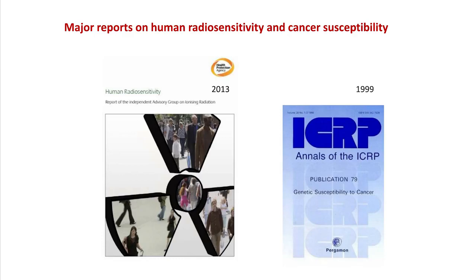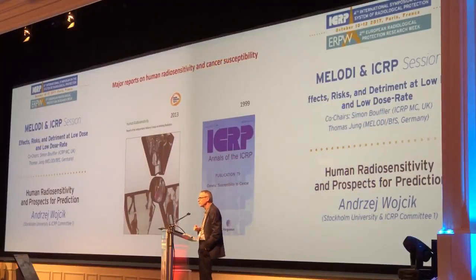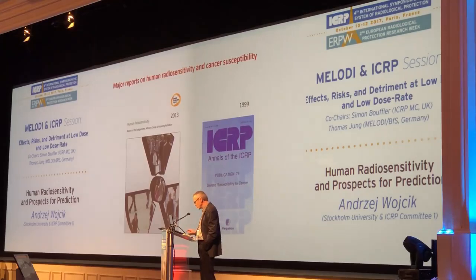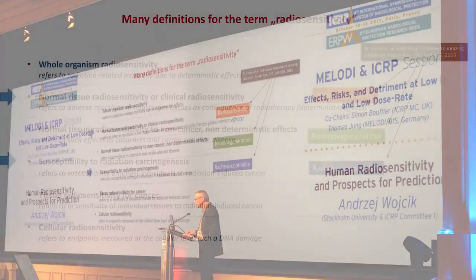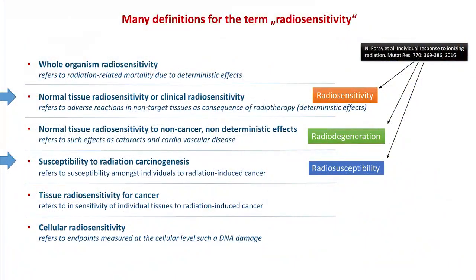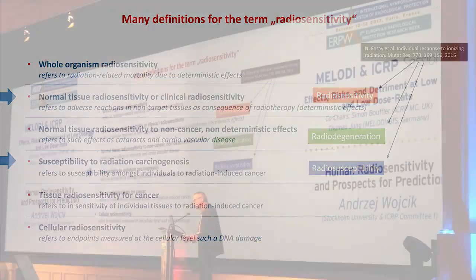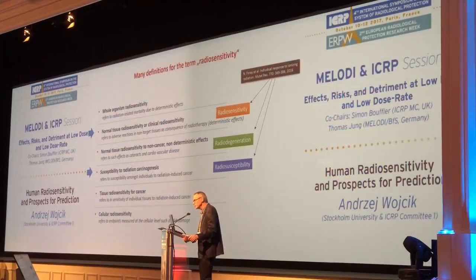There are some reports that you can look into. A very comprehensive report published by Public Health England, at that time Health Protection Agency, in 2013, and there is a report from ICRP, publication 79, on genetic susceptibility to cancer. Now, one thing up front is that there is quite a lot of controversy or misunderstanding when it comes to the term radiosensitivity. So it's very important to define what we mean.